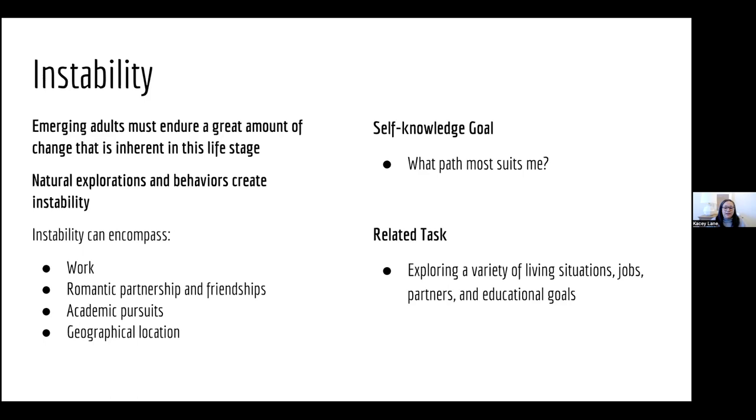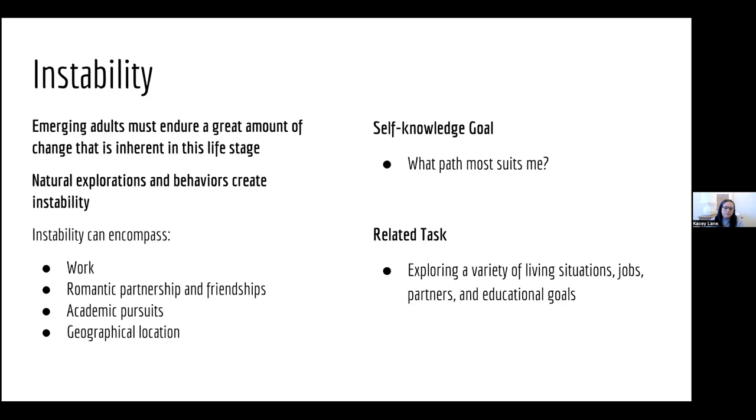And then instability in geographical location, repeated changes in residence, taking a gap year and traveling, moving to college from home, living with friends or a romantic partner, moving back home, moving for a career, moving to pursue a romantic relationship. With all of this that I just mentioned, it's really clear that so much is in flux for the emerging adult.